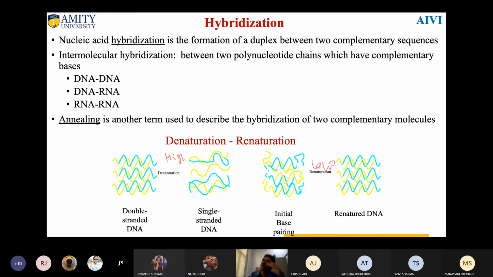One more concept came up here. Maybe we'll talk about it when we talk about PCR, or primers. That concept is called Tm. This Tm is called the temperature of melting. As you know the term melting, what do you mean by melting? What is melting?